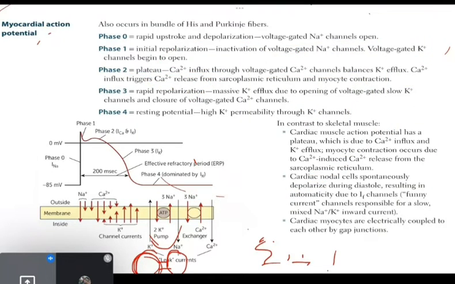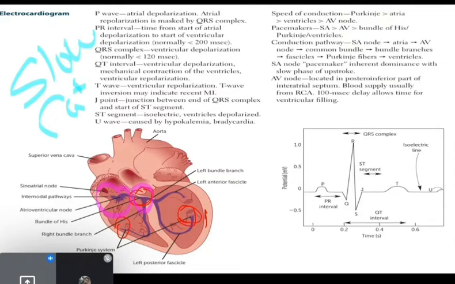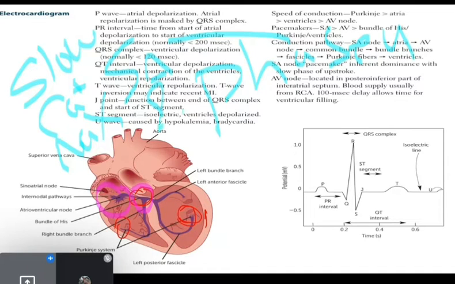Now, let me make it more clear for you. Let us talk about this picture here. Let me choose another color. Here you have the SA node and AV node, okay? The action potential between these two is slow because you have calcium channels, and the sodium channels in this one are inactivated. The sodium channels are closed in the SA node and AV node. But in phase 4 of the SA node and AV node, you have sodium in the cell.